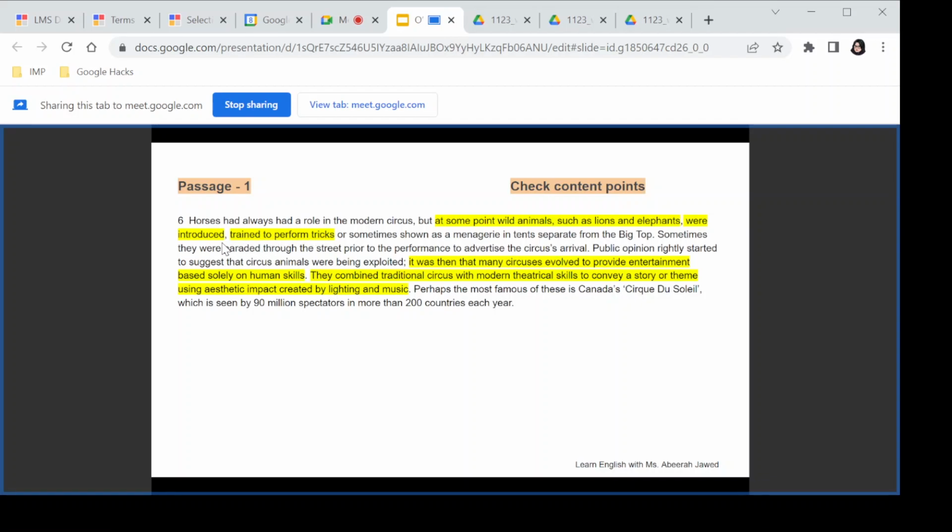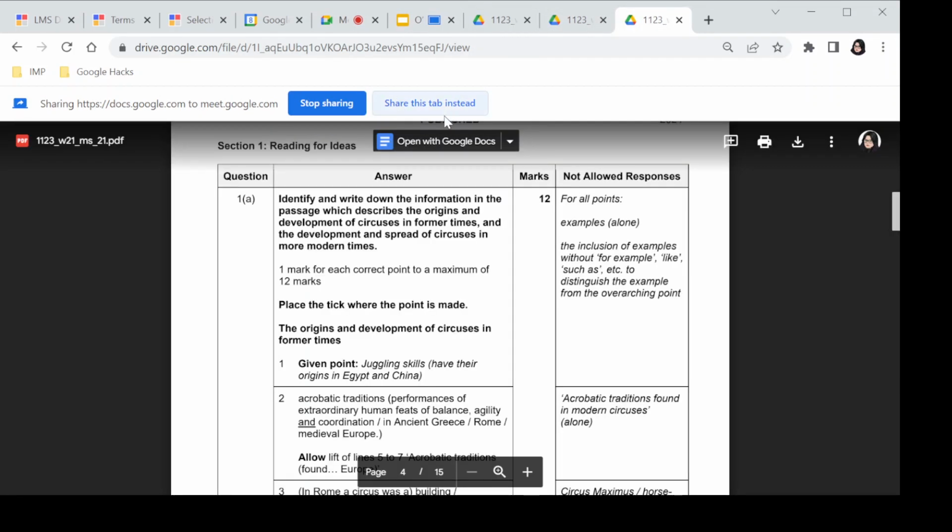So these are the words that we are writing in the content points notes, but we will be changing them completely. It was then that many circuses evolved to provide entertainment based solely on human skills. We've talked about it. And then they combined traditional circus with modern theatrical skills to convey a story or theme using aesthetic impact created by music and lighting. That's it. Any questions? No, miss, all clear. Okay, let's move on to the mark scheme here.